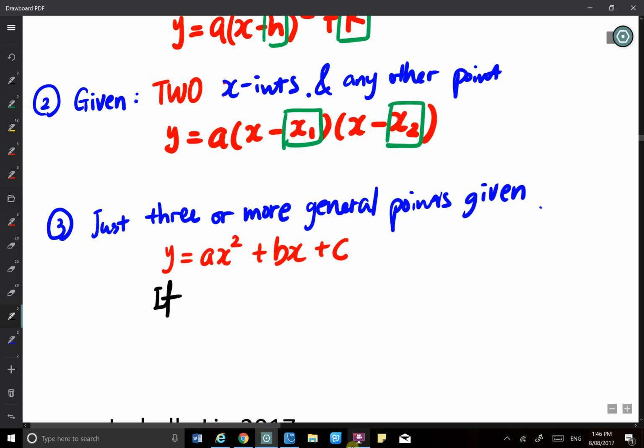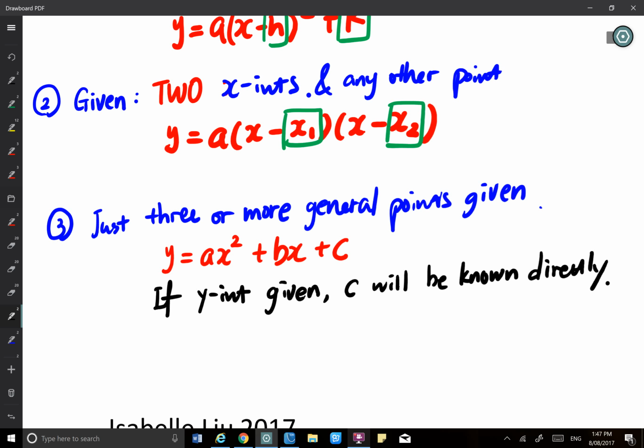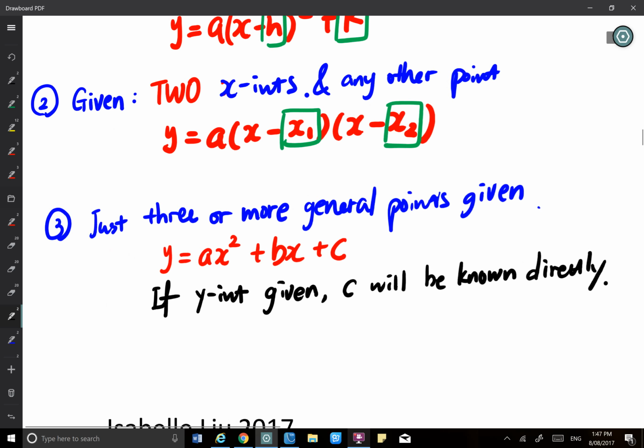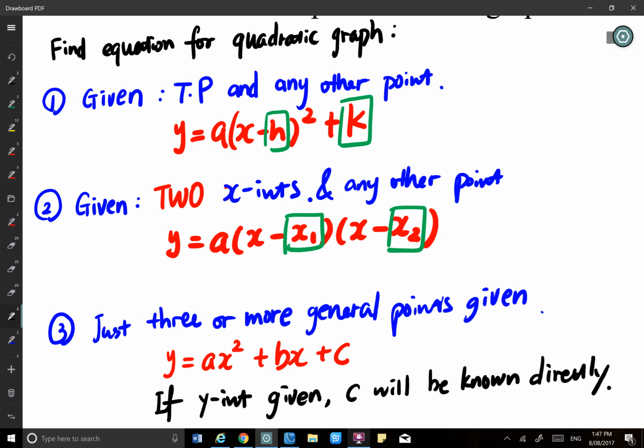If the y-intercept is given, c will be known directly. If you know the y-intercept already, then c must be the y-intercept. So those are the three cases we can have when finding quadratic equations.